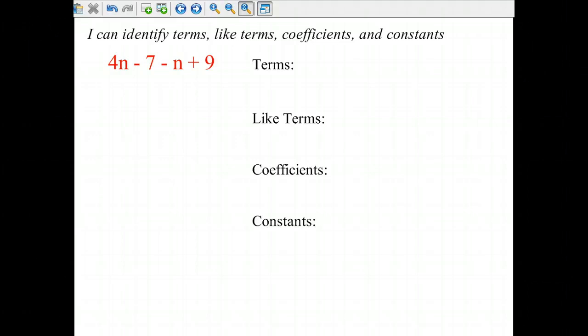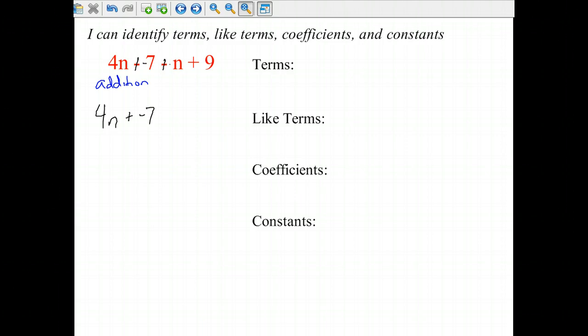When we're identifying these 4 items here, we want to actually write it with addition. So here's our first example. We will take this whole thing and change subtraction to addition. So we're going to keep the 4n. Minus 7 becomes plus negative 7.